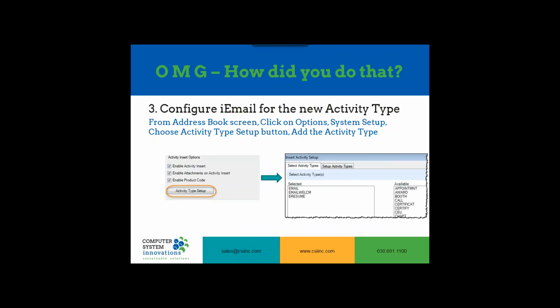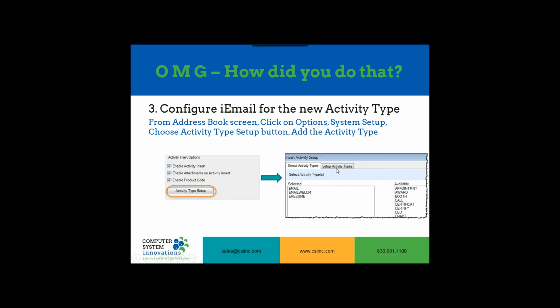Once I did that, I selected that activity type, and then I went and I set it up in iEmail, and that allowed me to map all of the fields. And if you look at what we have out there already for email, you'll see how it's done. It's pretty straightforward. It's also in the manual.